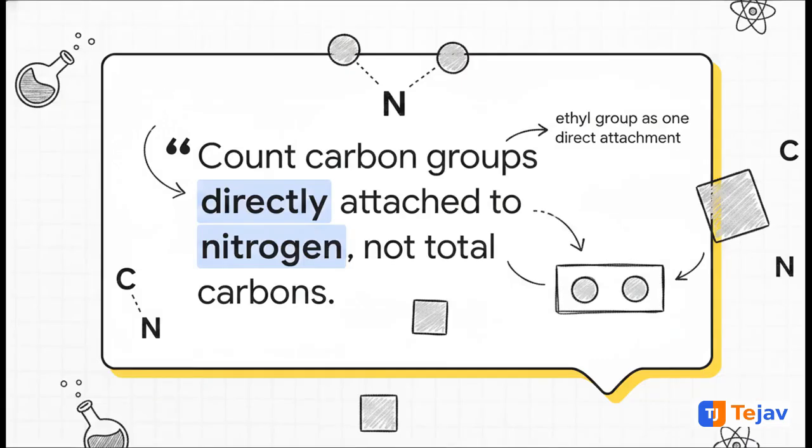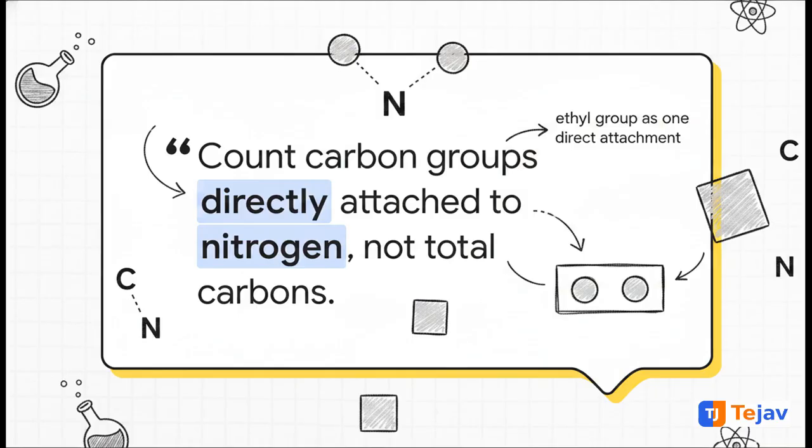Now listen up, because here is the golden rule, and quite frankly, a massive NEET and JEE exam tip. Always count the number of carbon groups directly attached to the nitrogen, not the total number of carbon atoms present. Counting the total carbons in the molecule instead of those direct attachments is literally the most common mistake students make.